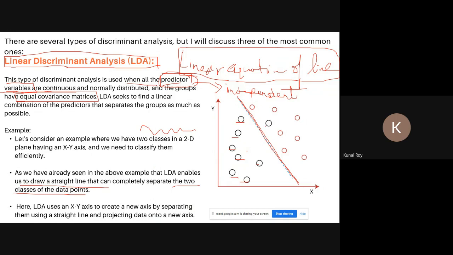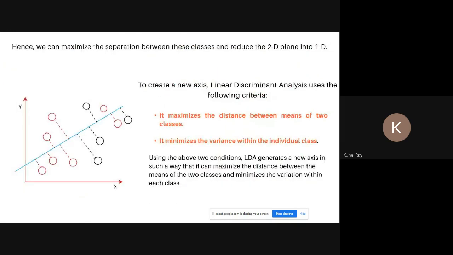Easily we can classify the data into different classes using a function. Why? Because we have continuous predictor variables and an equal covariance matrix as well. That's why we can distribute the data into different classes for this linear discriminant analysis. Okay, so how is this linear discriminant analysis going to take place?